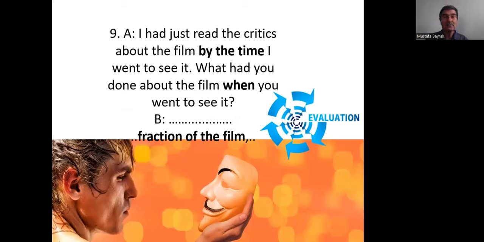Okay, dialogue 9. I had just read the critics about the film by the time or when I went to see it. What had you done about the film when you went to see it? I had seen the fraction of the film, okay? I had seen the fraction of the film by the time I went to see it. I had read the book of that film by the time I went to see it.